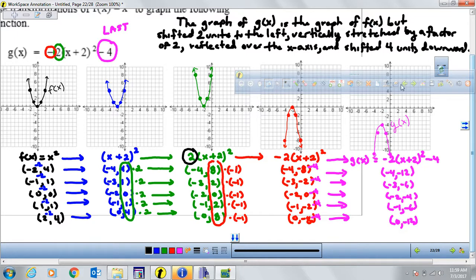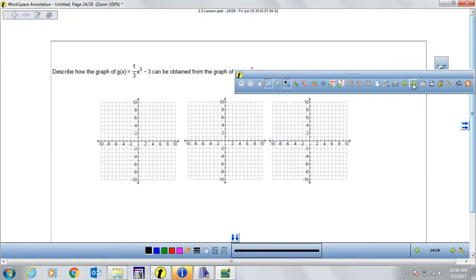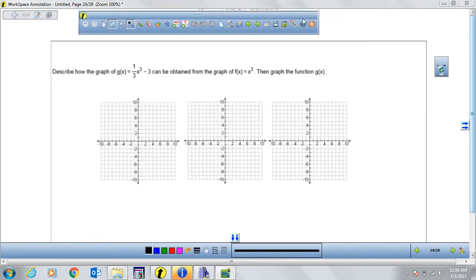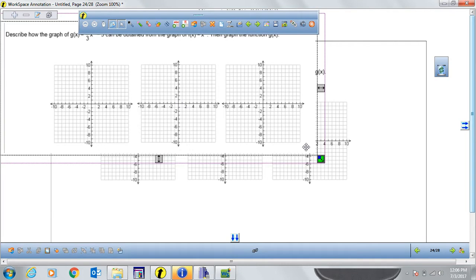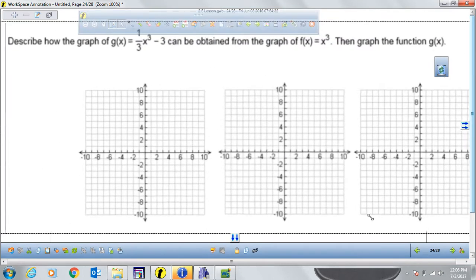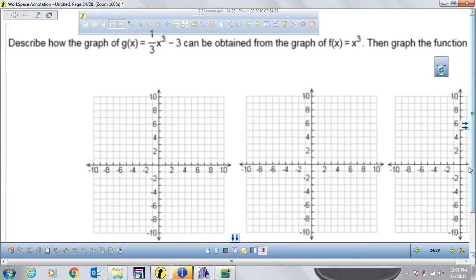Before we go into the last question, we have one more that we're going to do, then we're going to get to the last one. So we are going to do this question here. Like I said, there are some questions that ask you to describe, and some that don't. This is one that asks you to describe. It says, describe how the graph of g is related to f, and then graph the function. I'm going to graph it, and then we're going to write the description.